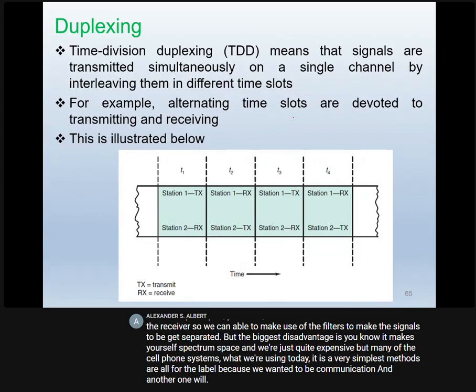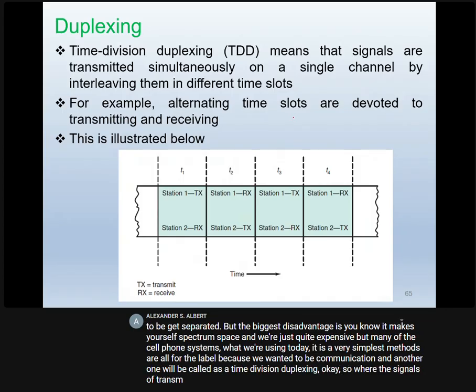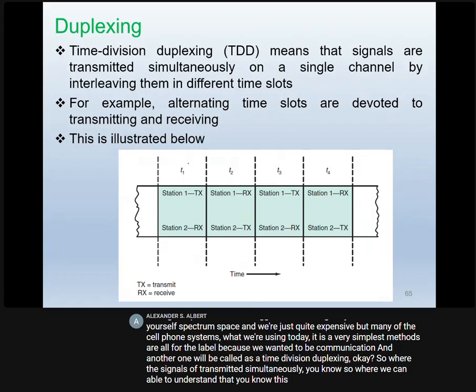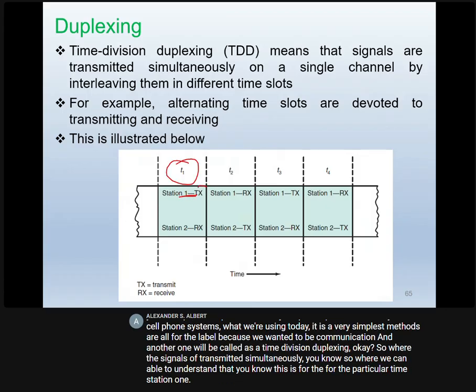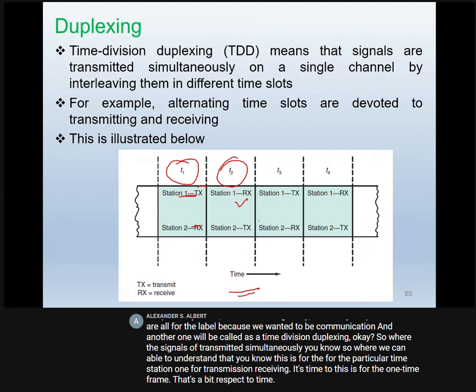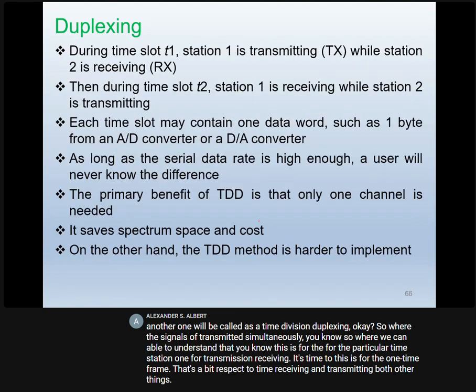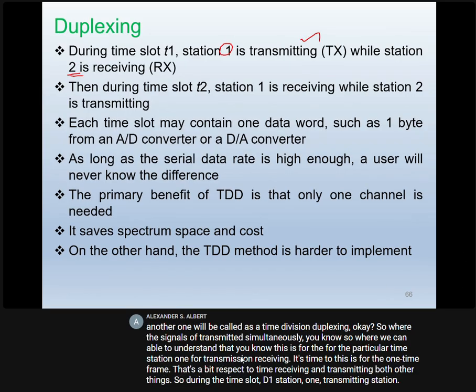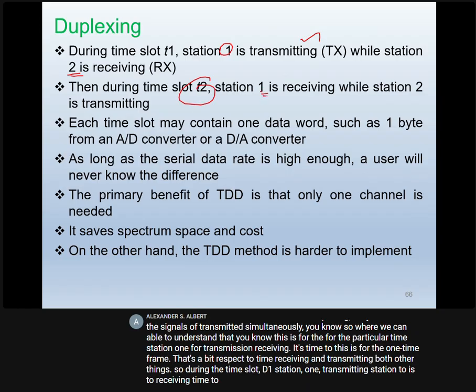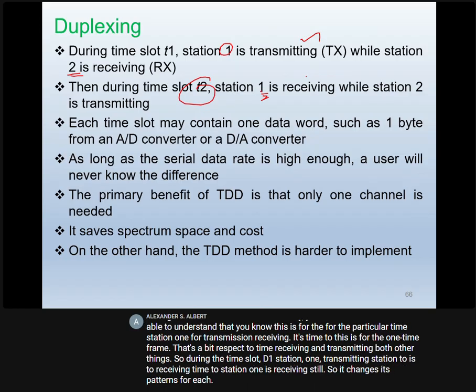Another one is called time division duplexing. Here the signals are transmitted at different times, for a particular time frame. During time slot T1, station 1 is transmitting and station 2 is receiving. At time T2, station 1 is receiving. So it changes its pattern for each and every time slot.